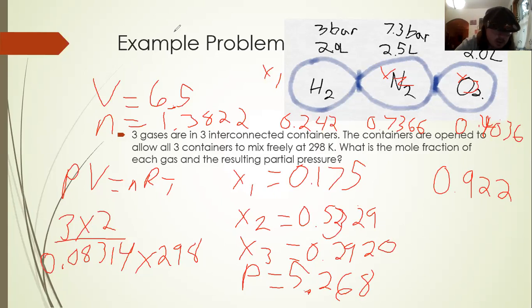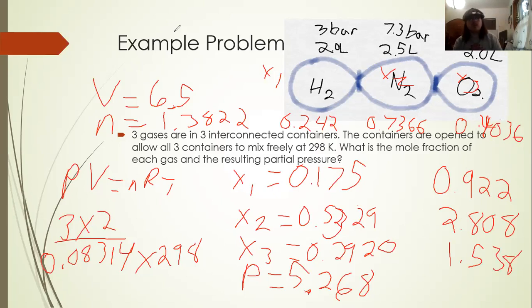Point 268 times 0.5329. The pressure of N2 has dropped down to 2.808. And the pressure of oxygen has dropped down to 1.538. Add these numbers together, they should give you back your original pressure.